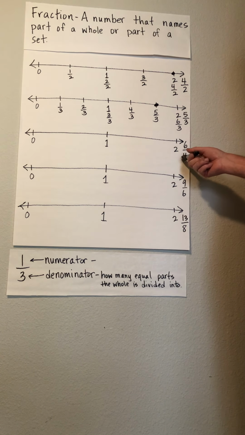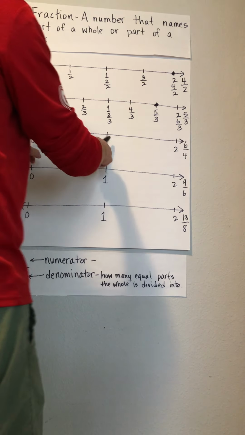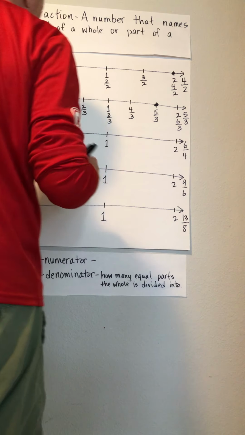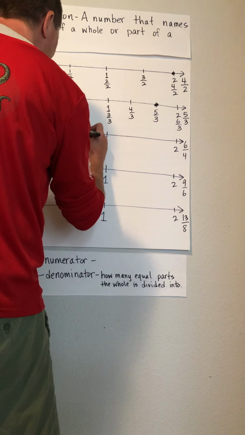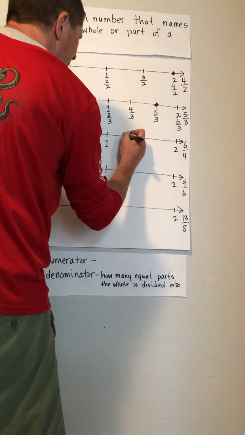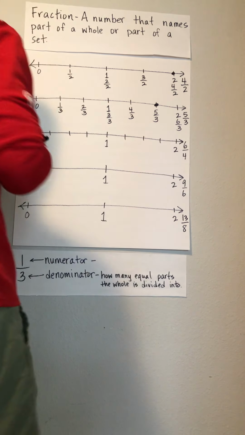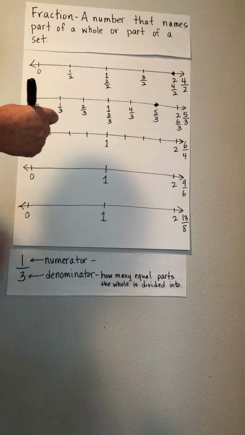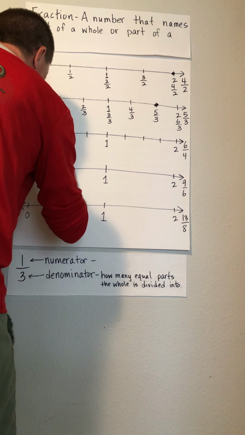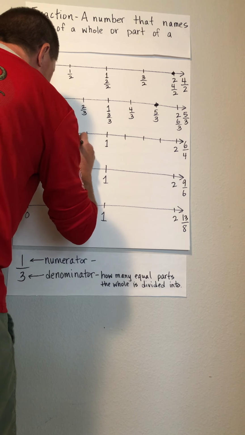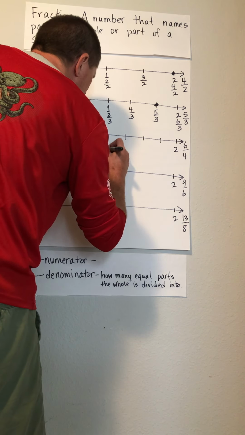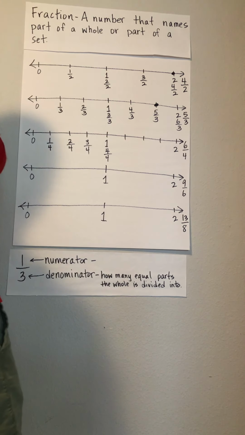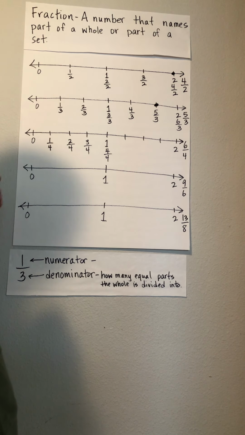Another one. 4ths. Alright, so 4ths. 4 equal sections from each whole number. 0 to 1, 1 to 2. So, divide in half, and then divide my halves in half. So, half, half, half. 1, 2, 3, 4. Okay? So this is 1/4. This is 2/4. This is 3/4. So this must be 4/4, otherwise known as 1.